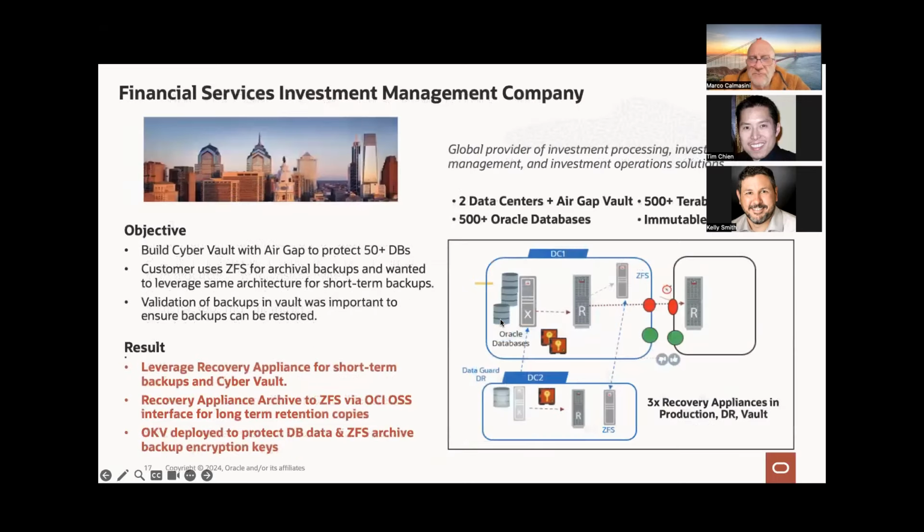Another financial services company is using a cyber vault. They only have one cyber vault. They also have primary and DR, obviously. They are using the cyber vault for cyber recovery, and they are using ZFS to offload the backups from the recovery appliance, using the object storage interface on ZFS.